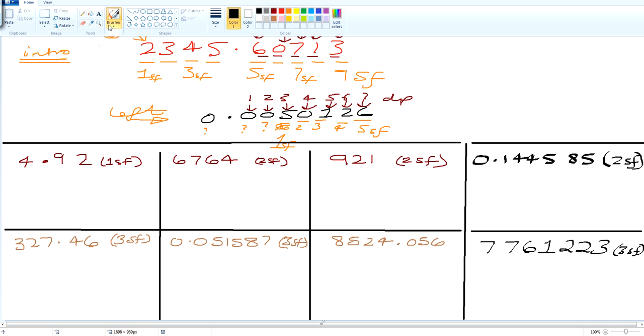But I don't want really a metallic brush. Okay, let's go for red. Now, it says the number 4.921 to 1 SF. Now, your first significant figure is your first non-zero digit starting from the left, which actually works out to be the 4. Okay, now we don't want black, we want red. So that is my first SF.